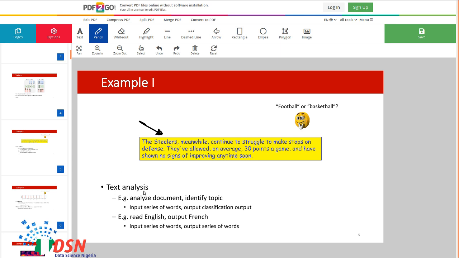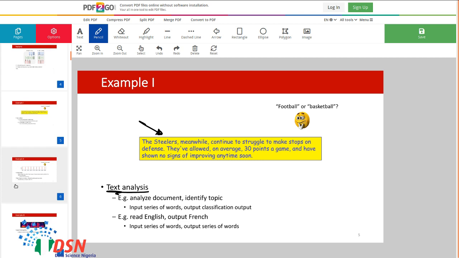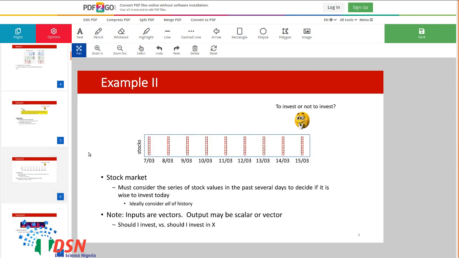Another one is text analysis. Or let's say you have stocks as the input of your network, and you want to know whether to invest in something or not, or to invest in some specific company. Okay, so the input could be a vector and the output could be a scalar or vector based on whether we should invest or not, or invest in what company.